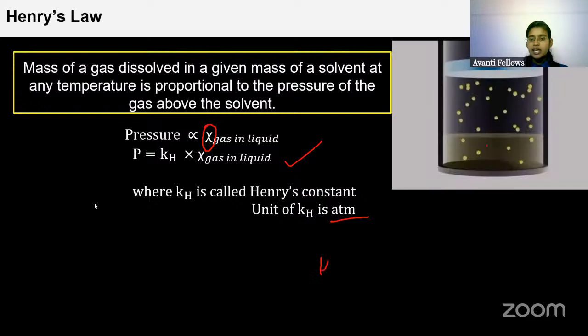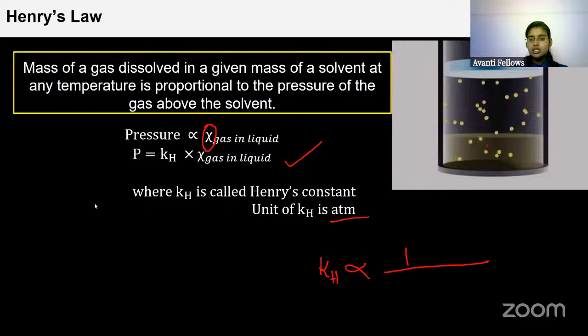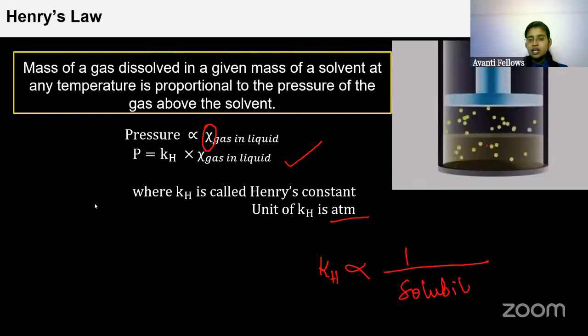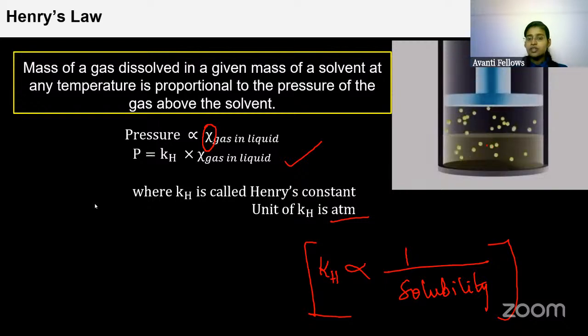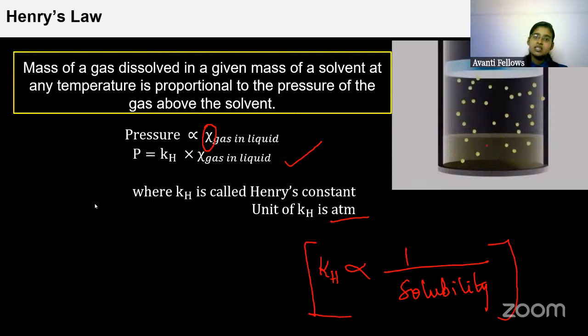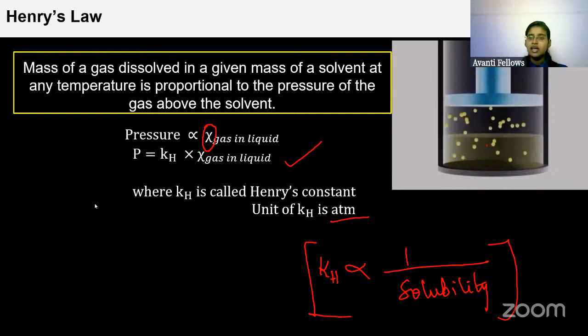And KH is inversely proportional to solubility. All of you please take down this relation in your notebook. KH is inversely proportional to the solubility. If the KH value is more, then that particular gas will be least soluble in nature. Okay. So this is the concept of Henry's law.